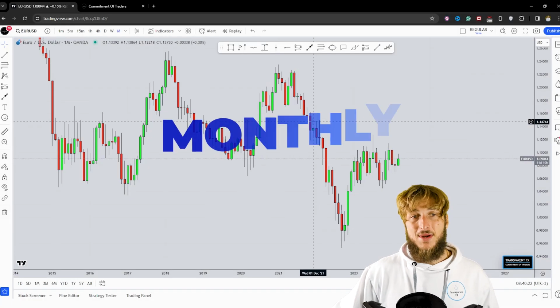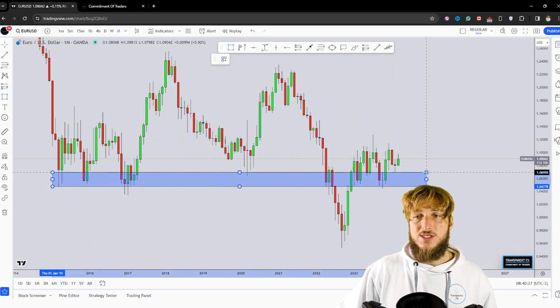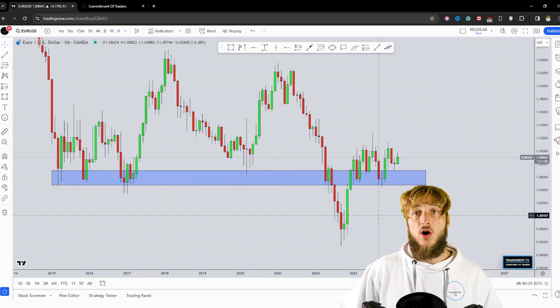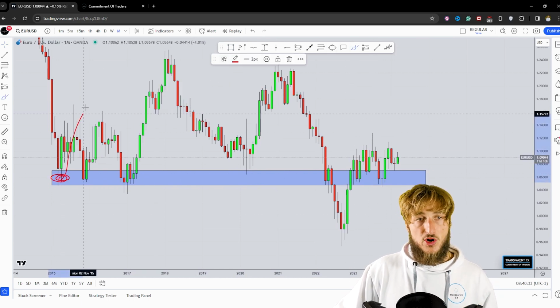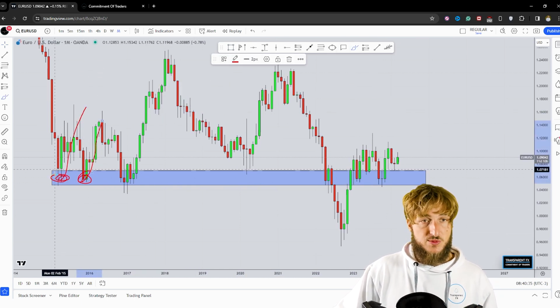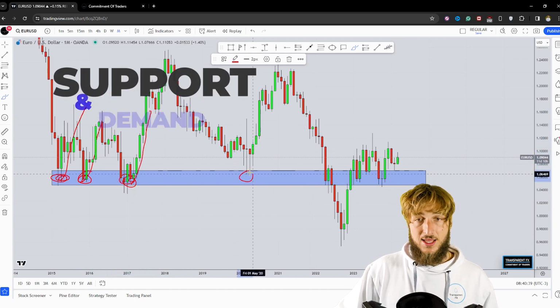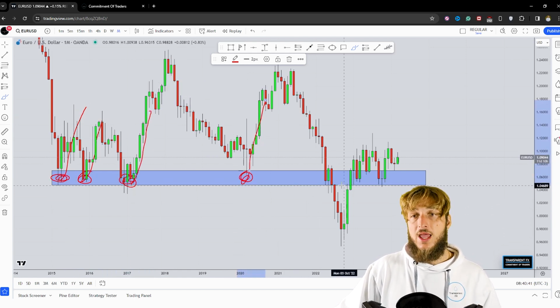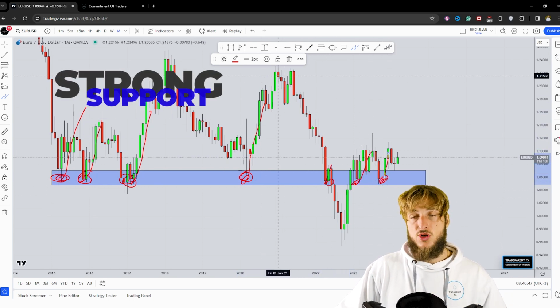Starting here from the monthly time frame, what we can see is that at the moment we have a market which is testing a quite strong area of historical support and demand. In fact, from here, all this previous rejection to the upside was created again here, and we can see how multiple times in the past the market tested this zone and created rejections to the upside away from the area. In many occasions, actually massive rejections to the upside.